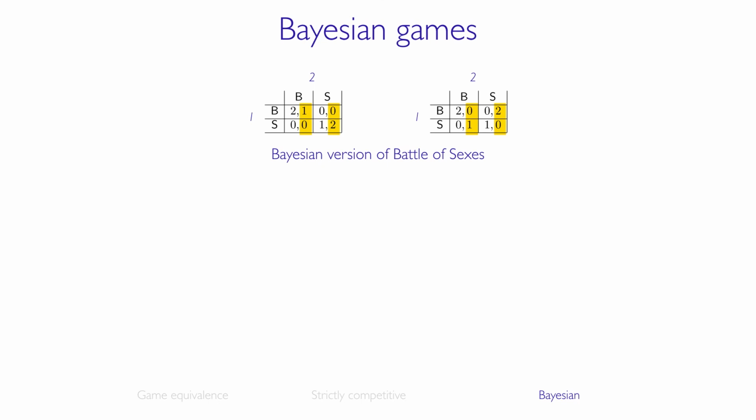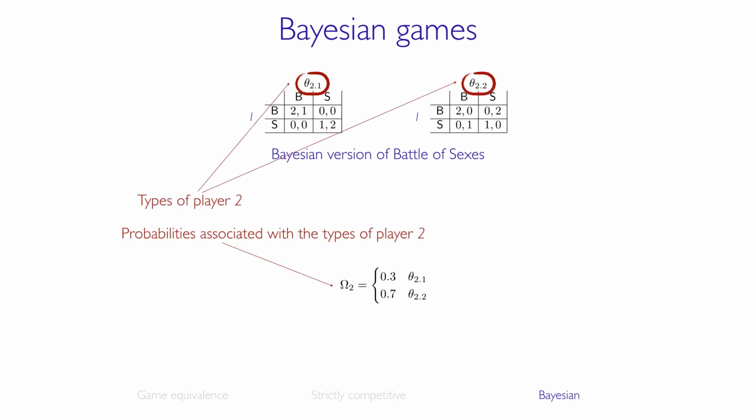Suppose that the utility, and therefore the preferences, of player 2 is not known to player 1. Suppose that two cases are possible. The first case is the previous case, that is the game on the left. While in the second case, the female prefers to attend a concert alone rather than with player 1. The utilities of player 1 are the same in both cases, while the utilities of player 2 are different. Technically speaking, we say that player 2 can be of two different types, that we denote with theta 2.1 and theta 2.2.